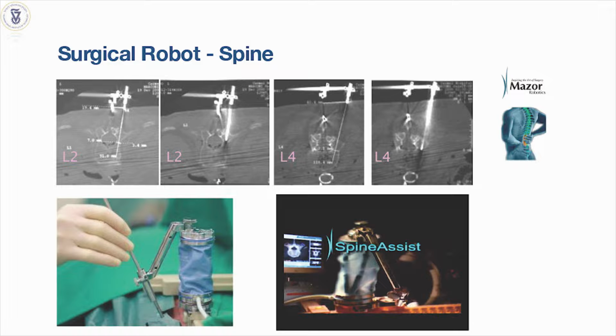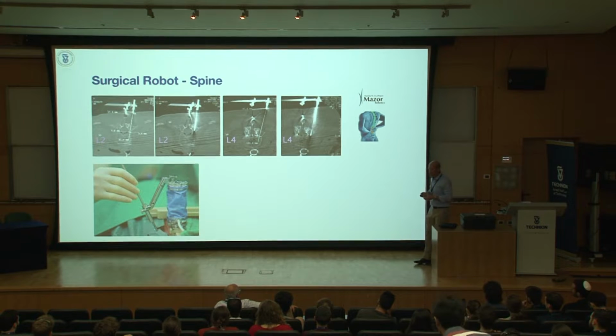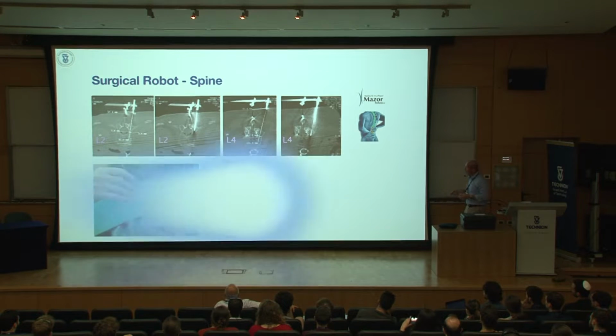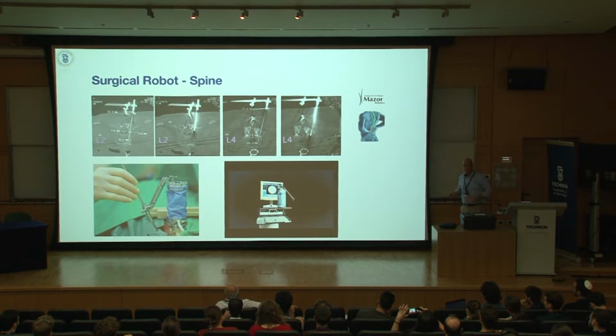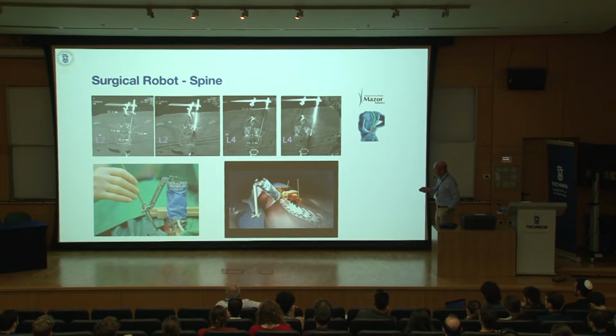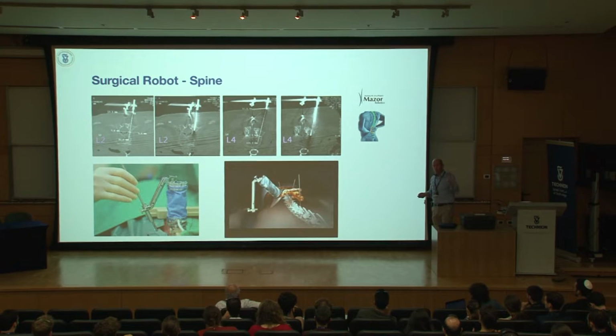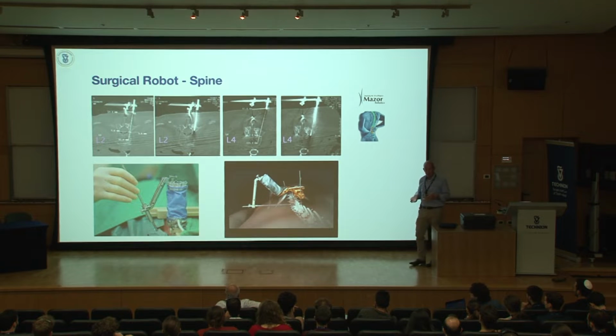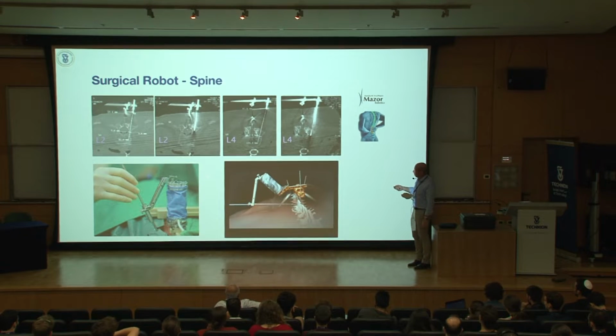So this is a robot that I designed in 1998 during my PhD with Moshe Shoam. And this is a robot for spine surgery. It's called Spine Assist. It's a small robot that is attached to the spine, to the vertebrae, and guides surgeons to put screws into the spine when there is a need for spinal fixation.